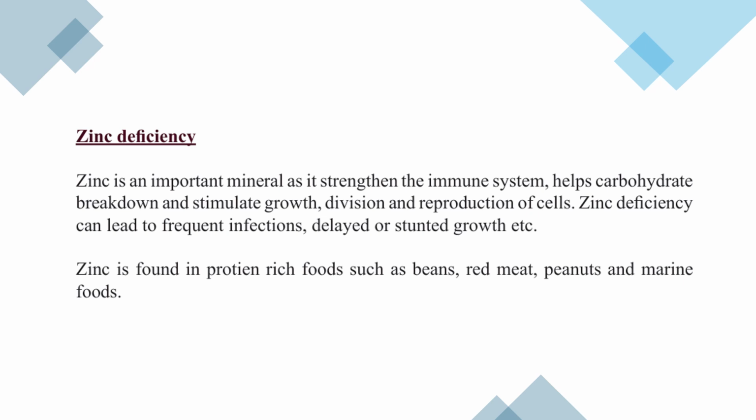So if somebody is having a zinc deficiency, that can lead them to have frequent infections. They might get infected very often, and also they might have problems in their growth, either delayed growth or stunted growth. So the way to prevent zinc deficiency is to take in a lot of foods rich in protein. Why? Because zinc is found in protein-rich foods such as beans, red meat, peanuts, and other types of marine foods.